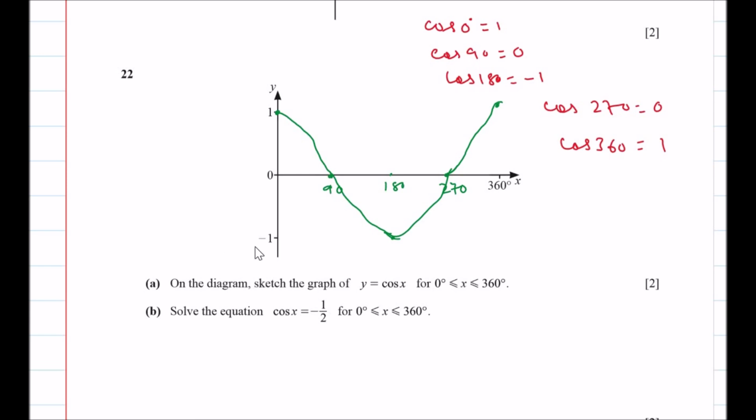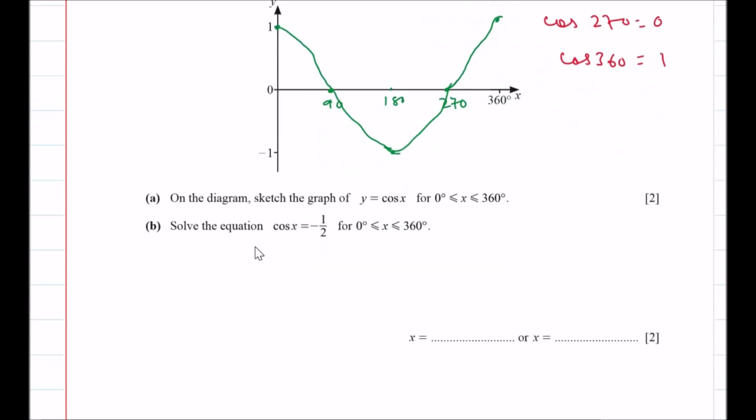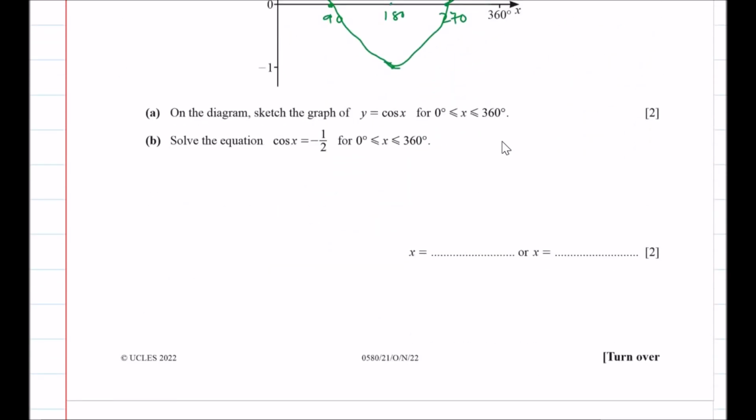Now solve the equation cos x equal to -half. Cos x equal to -half. So x equal to cos inverse of -1/2. And if we put it in the calculator, the calculator gives us 120 degrees. So your one answer is here, 120 degrees.